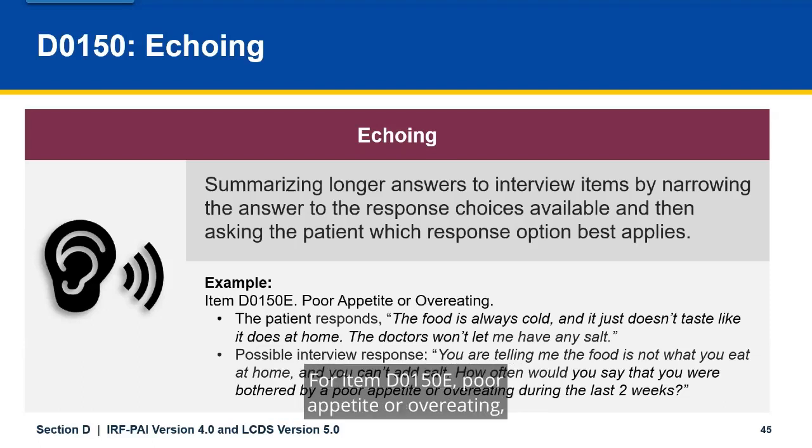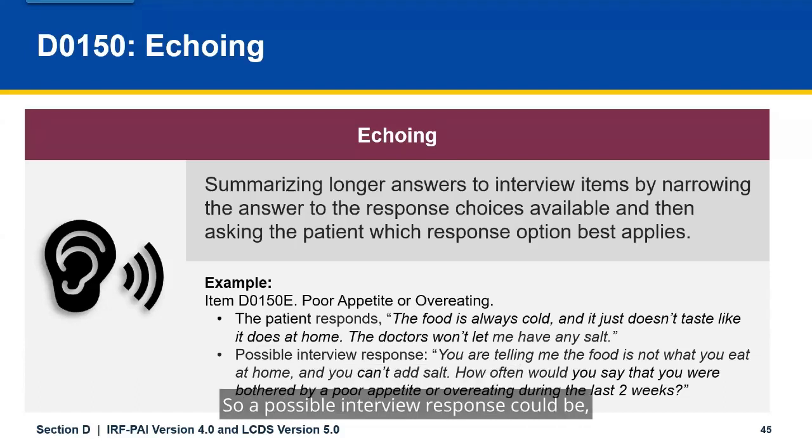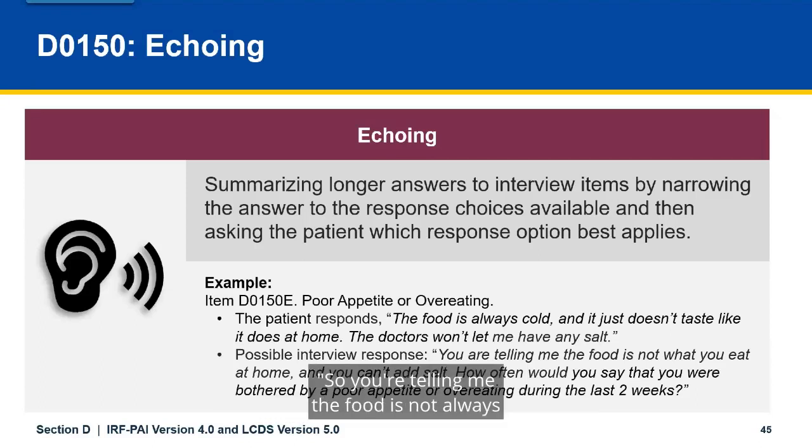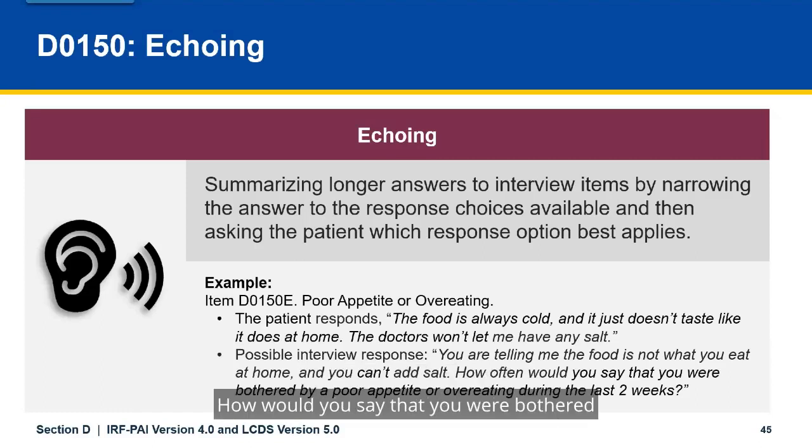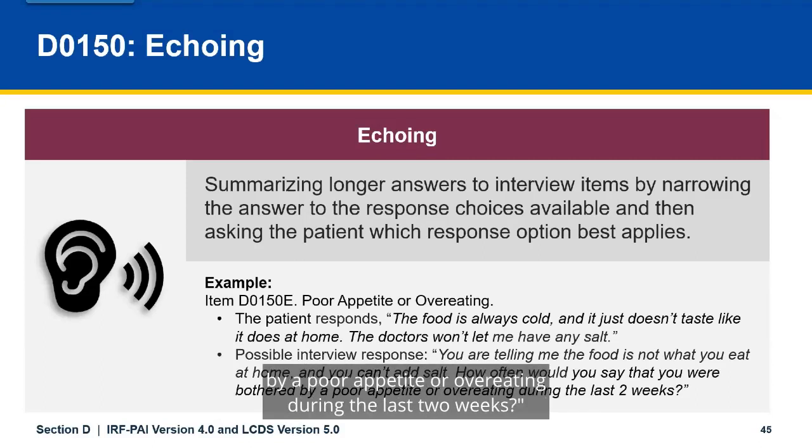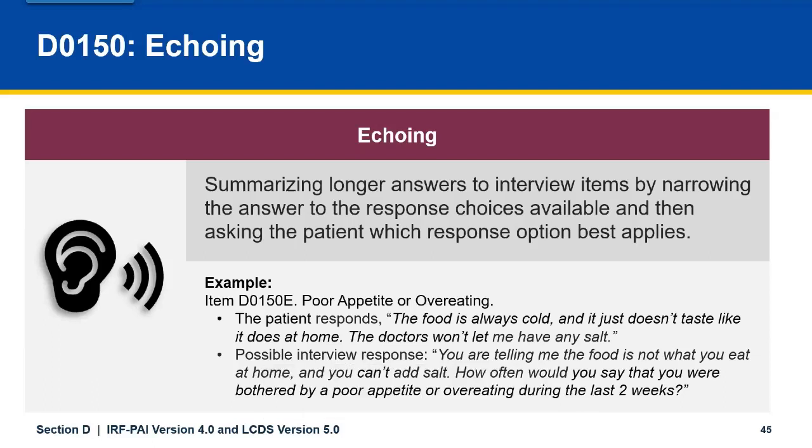For item D0150E, poor appetite or overeating, the patient responds, "Oh, the food is always cold and it just doesn't taste like it does at home. The doctor won't let me have any salt." So a possible interview response could be, "So you're telling me the food is not always what you eat at home and you can't have salt. How would you say that you were bothered by a poor appetite or overeating during the last 2 weeks?"